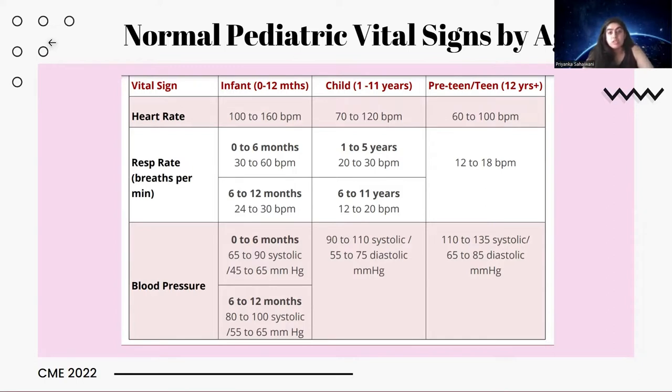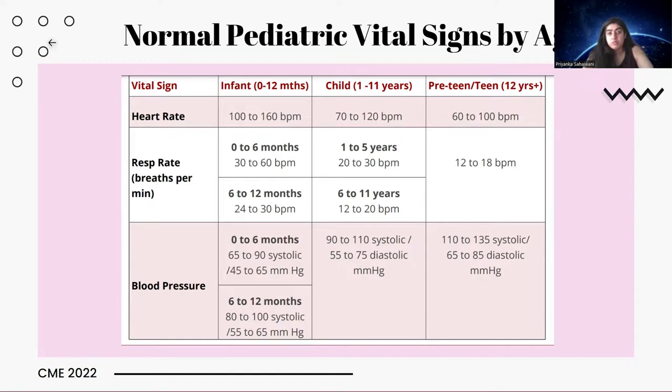Blood pressure, 0 to 6 months. Now they have a lower blood pressure, 65 to 90 systolic and 45 to 65 diastolic. 6 to 12 months, they start developing a higher blood pressure, that is 80 to 100 systolic and 55 to 65 diastolic. Children, 90 to 110 and 55 to 75, and in adults again the same, 110 to 135 and 65 to 85 diastolic blood pressure.